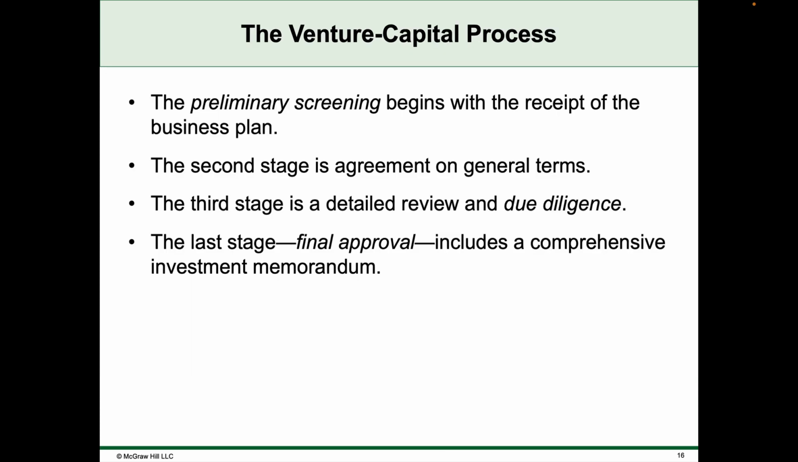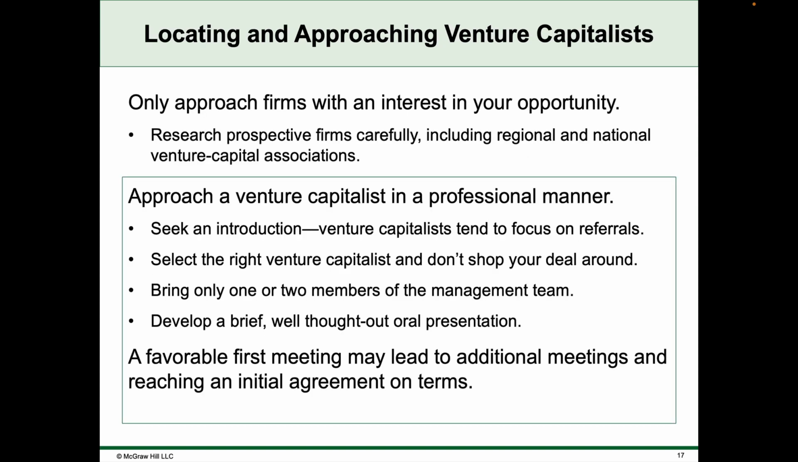The process can be broken down into 4 stages: preliminary screening, agreement on principal terms, due diligence, and final approval. So, how to locate and approach venture capitalists? First, approach only firms who may have an interest in the investment opportunity. There are several areas of concentration: Los Angeles, New York, Chicago, Boston, and San Francisco.